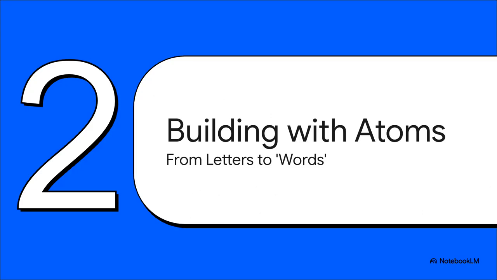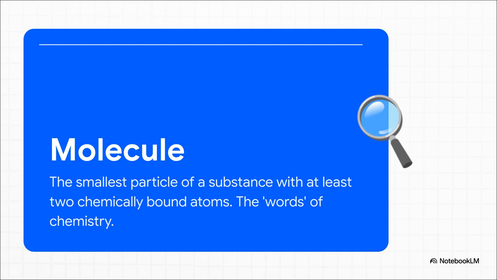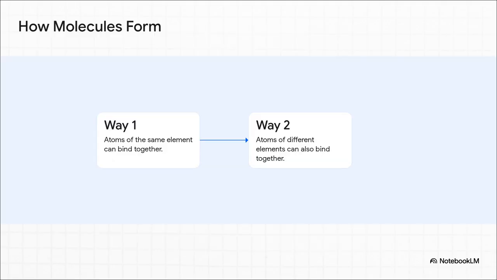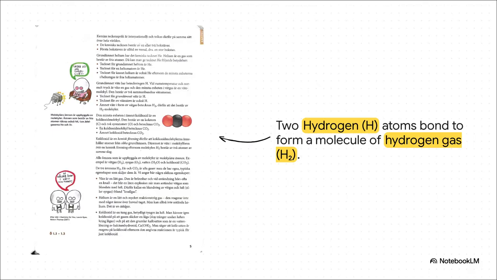All right, so we've got our letters, the atoms. Now, how do we actually combine them to form chemical words? Well, the word in our chemical language is called a molecule. A molecule is the smallest possible piece of a substance that has at least two atoms chemically stuck together. This is our fundamental unit for building pretty much everything. And molecules can be formed in two basic ways. You can either stick atoms of the same element together, or you can stick atoms of different elements together. Simple as that.